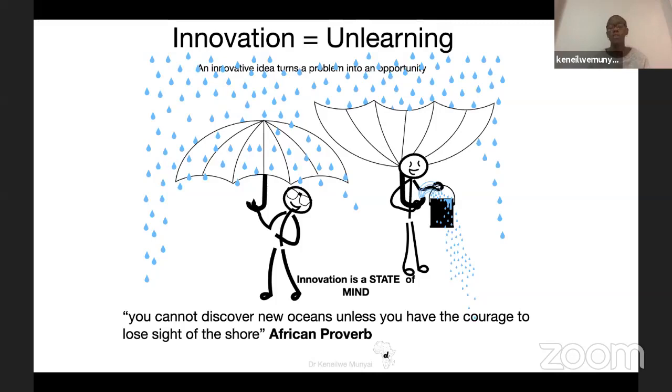So key to innovation is the notion of unlearning. So not dwelling on what we already know, but opening ourselves up to learning new ways of doing things and new ways of working. And of course, Africans say you cannot discover new oceans unless you have the courage to lose sight of the shore. So allowing yourself to let go of what you know, because like I said, with the quote from Einstein, we cannot be trying to come up with new ways of doing things and new solutions using the same kind of thinking that we used when we created those problems. It requires us to completely change our mindset.